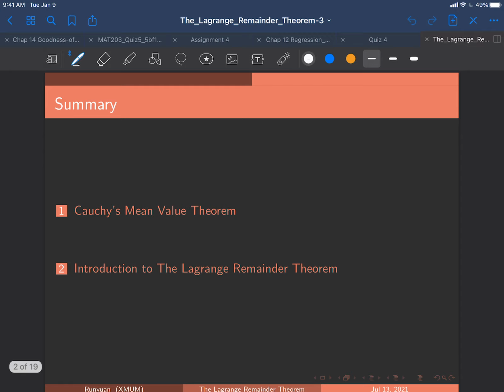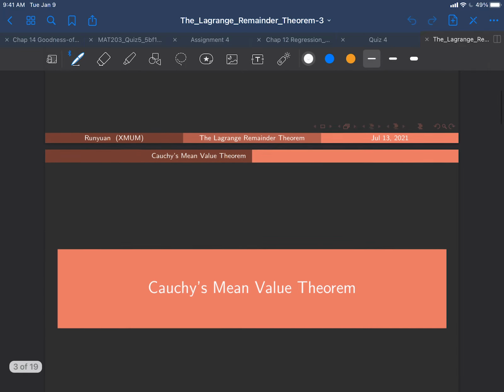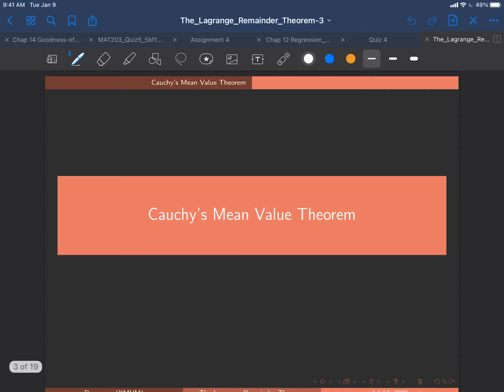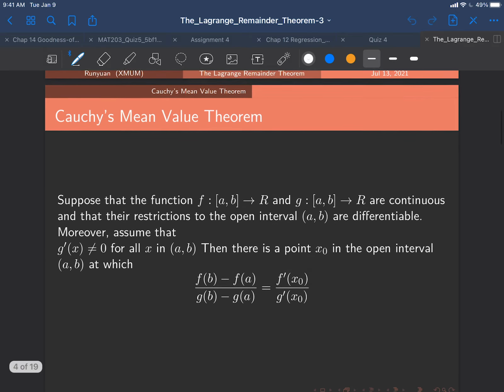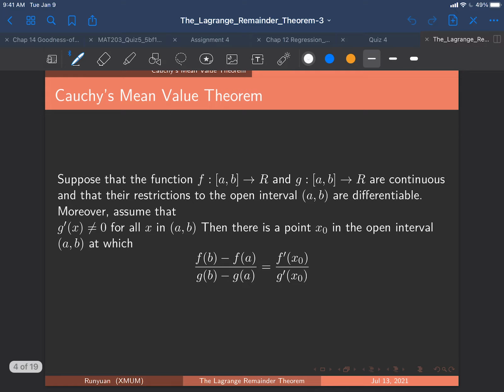And here's the summary of the presentation we'll go through today. First, we will go through the Cauchy mean value theorem. And then we will use that theorem to prove the Lagrange Remainder Theorem. So let's look at the Cauchy mean value theorem first.